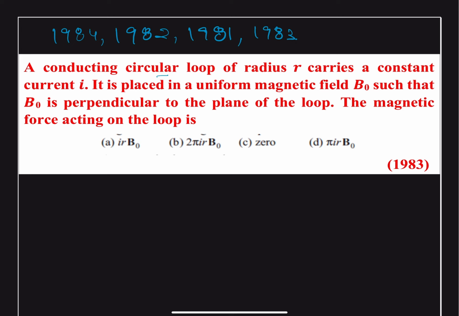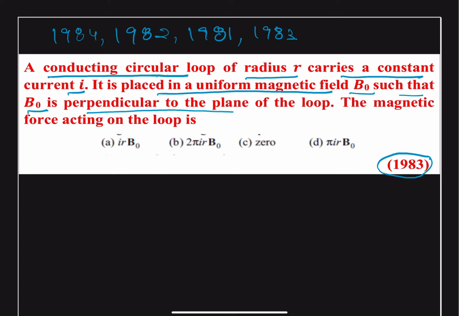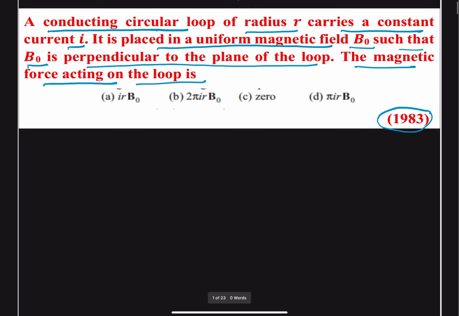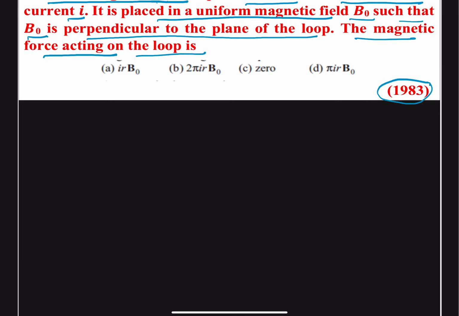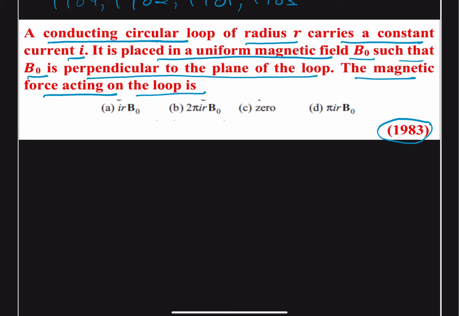In the first one, which was asked in the year 1983, it says that a conducting circular loop of radius r carries a constant current I. It is placed in a uniform magnetic field B0 such that B0 is perpendicular to the plane of the loop. The magnetic force acting on the loop is. In this case, we are given a circular loop of radius r which carries a current I and is placed in a uniform magnetic field, and this magnetic field is perpendicular to the plane of the loop.